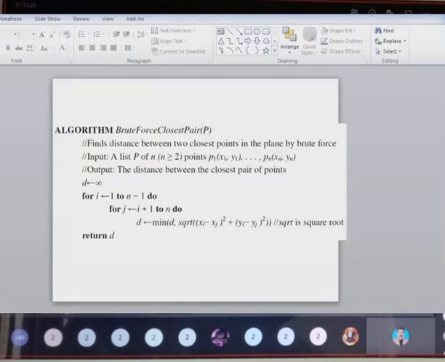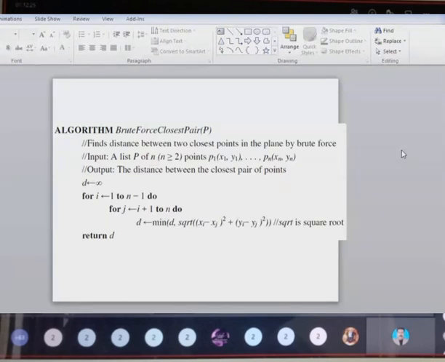This is the pseudocode of the closest pair algorithm. The name of the algorithm is BruteForceClosestPair, within brackets points, a set of points. Among the points, we find the two closest points. Input is a list of points.